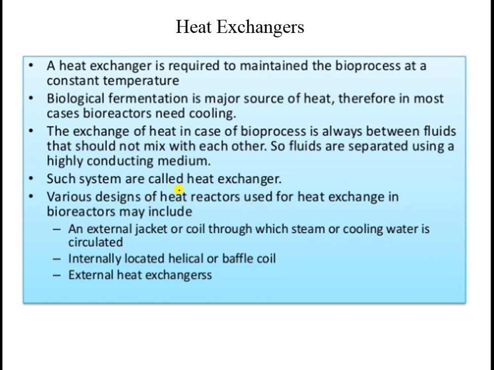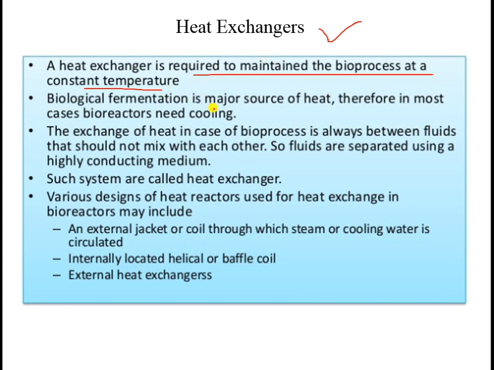The heat exchanger is the last part. We will not go into the details of this one. A heat exchanger is required to maintain bioprocesses at constant temperatures. The various applications are in milk industries and food processing industries, and a boiler is nothing but one kind of heat exchanger. So for getting phase changes in various liquids and gases, you can have heat exchangers.